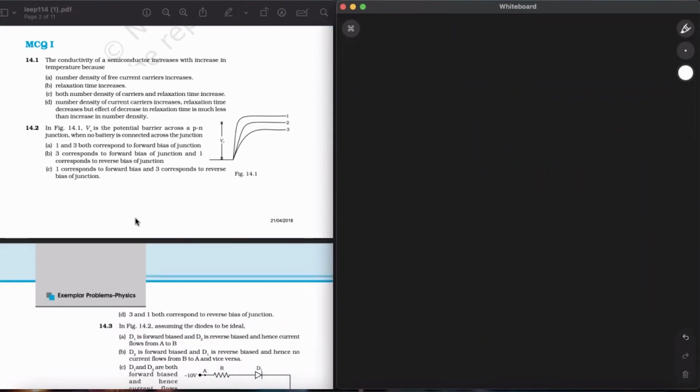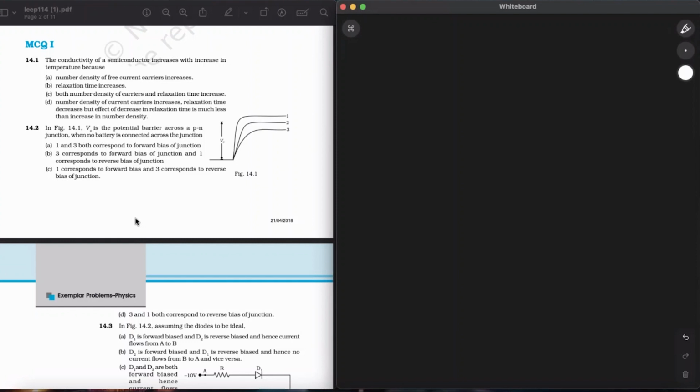The next question says: in the figure given alongside, V naught is the potential barrier across a PN junction when no battery is connected across the junction. Option 1: 1 and 3 both correspond to forward bias of junction. Option 2: 3 corresponds to forward bias, 1 corresponds to reverse bias. Option 3: 1 corresponds to forward bias, 3 corresponds to reverse bias. And option 4 is obviously wrong.